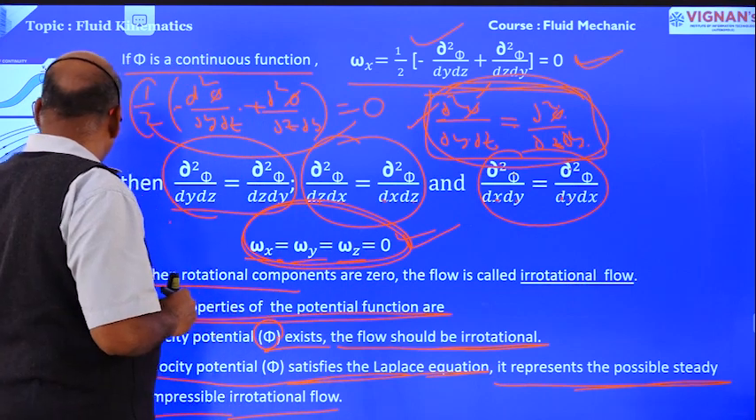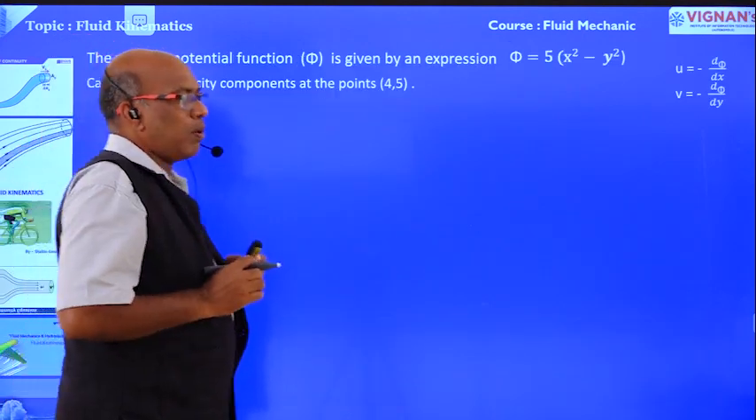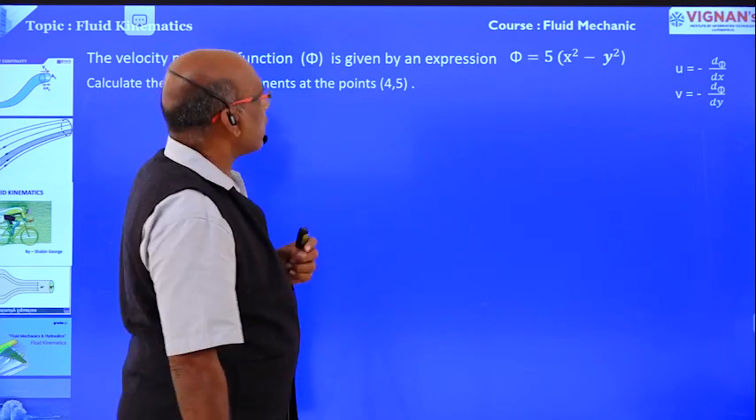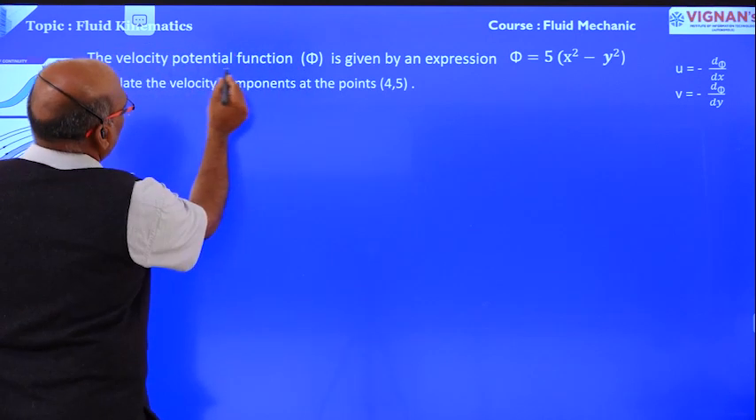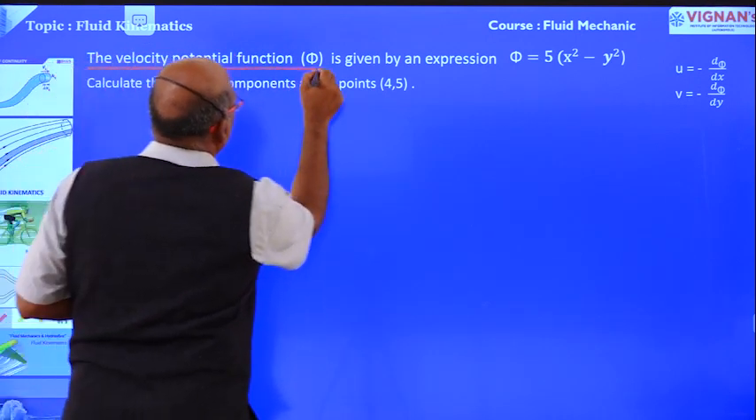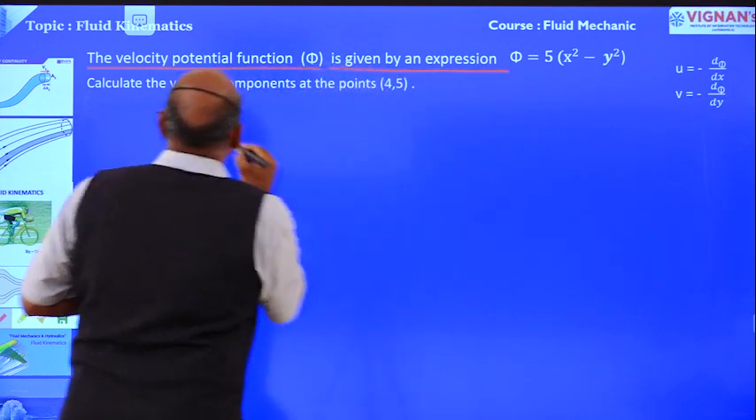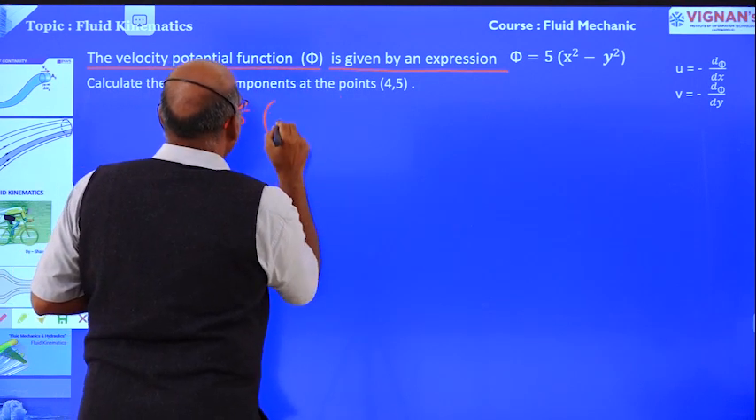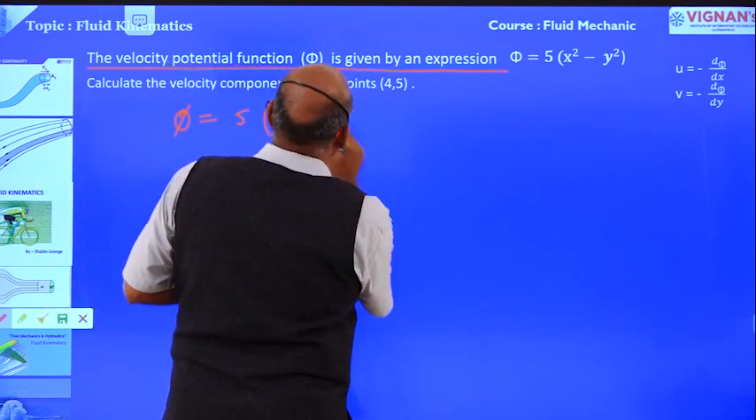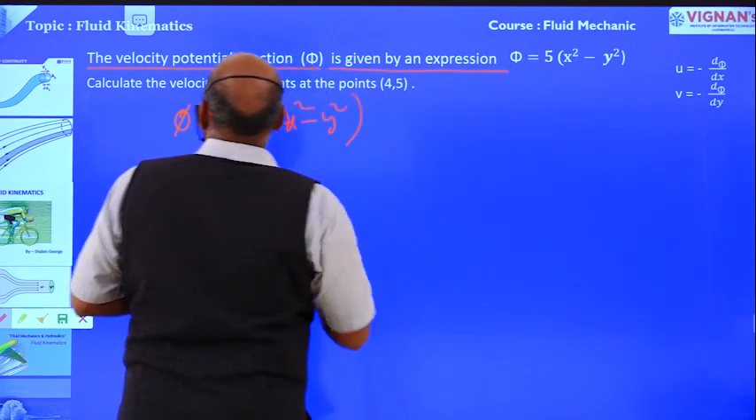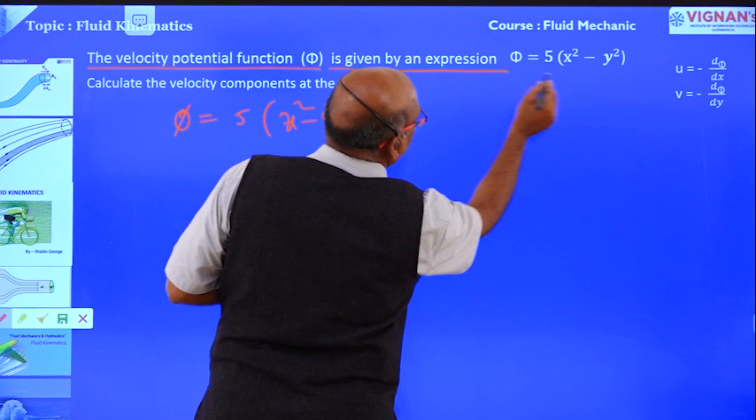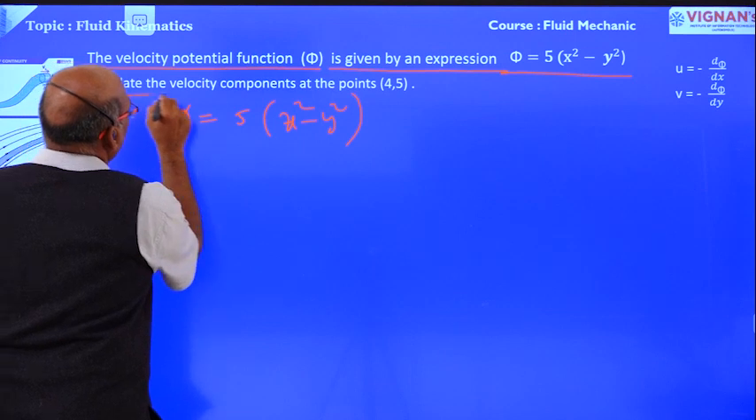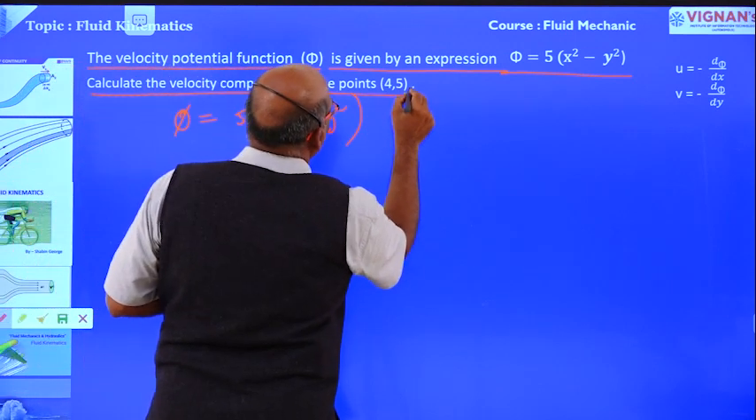Now we are going to solve one problem related to the velocity potential function. What is the data given in the problem? The velocity potential function φ is given as an expression: φ is equal to 5x² − y². Calculate the velocity components at points 4 and 5.